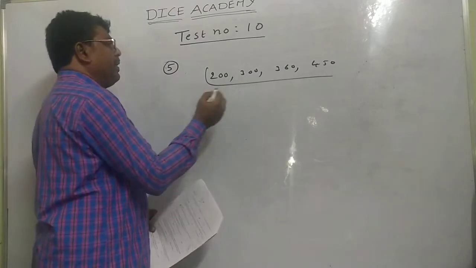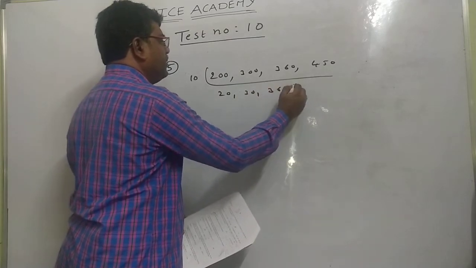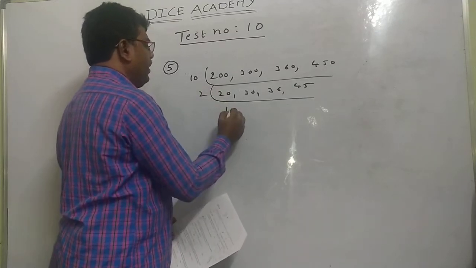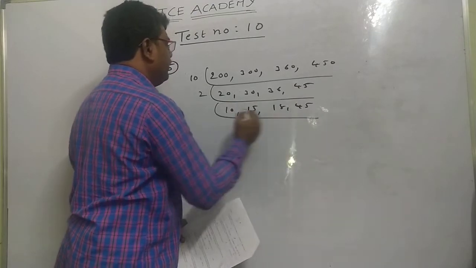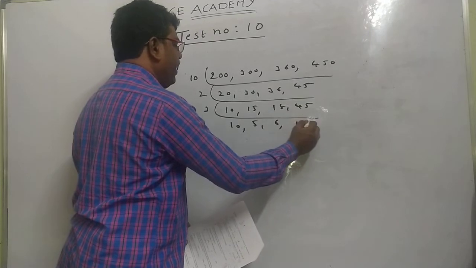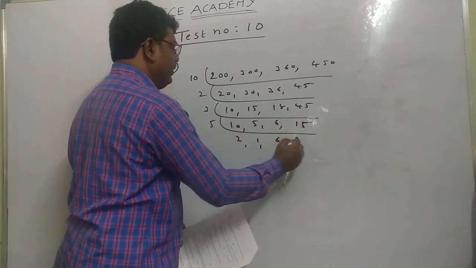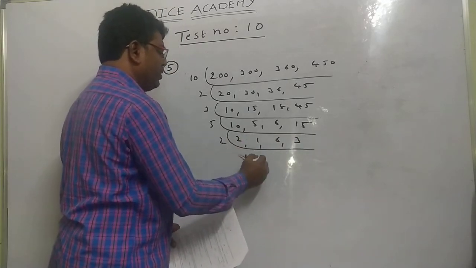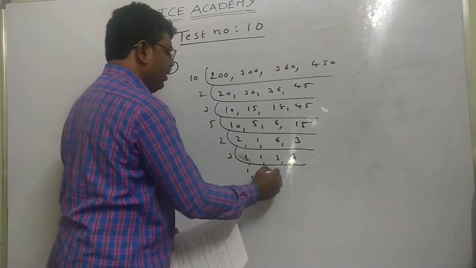So first of all, you can take 10 as common. 10, 20, 30, 36, 45. Next you go for 2: 10 times, 2 15 times, 2 18 times, 45 as it is. Go for 3: 10 as it is, 3 5s, 3 6 times, 3 15 times. Once again go for 5: 2s, 5 1s, 6 5 3s. Next you can take it as 2 1s, 2 3s, 3 as it is. Next you can take it as 3, 1, 1, 1.